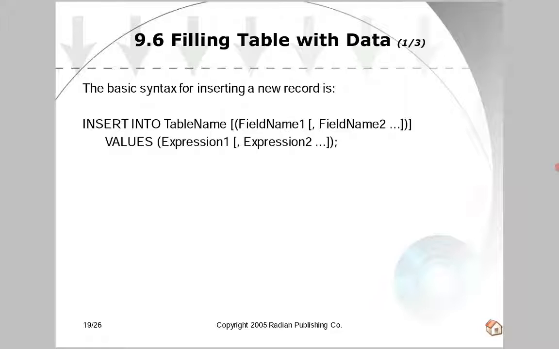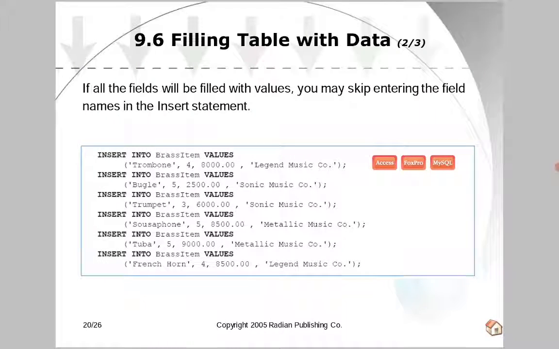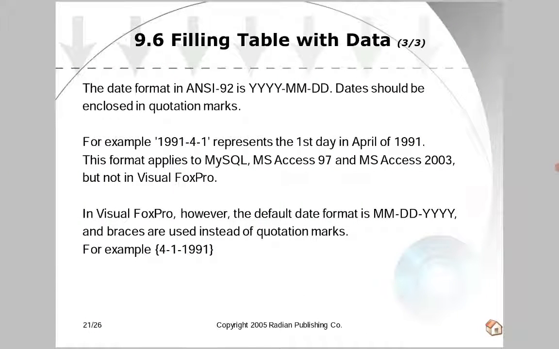So how do we insert records into a table? By using the insert into command. The syntax is insert into some table name, bracket open, field name 1, field 2, field 3, or column 1, column 2, column 3, values, value 1, value 2, value 3, like that. This is the syntax of the insert into statement. Insert into some table name, values, within brackets some values. Filling table with data.